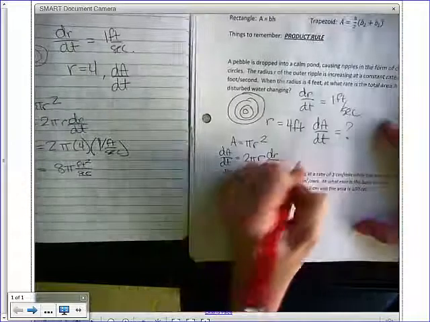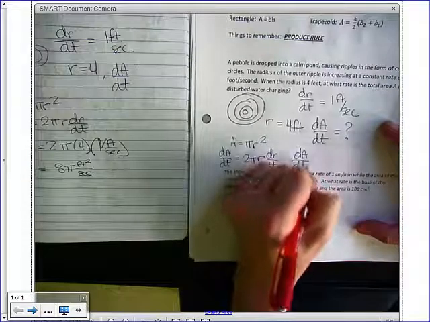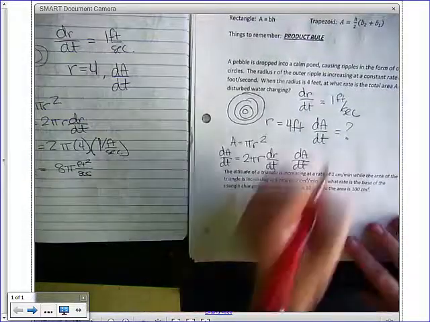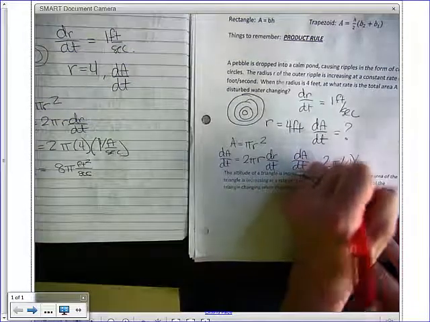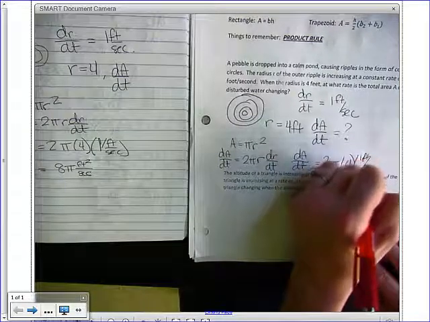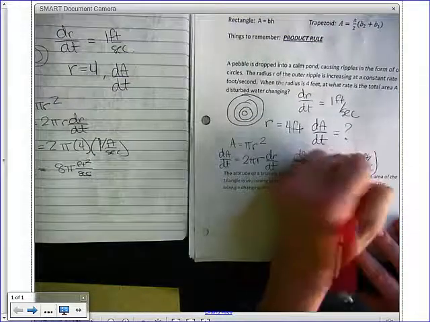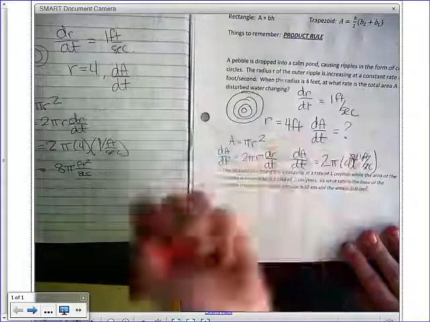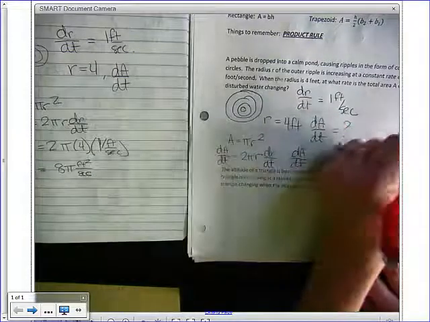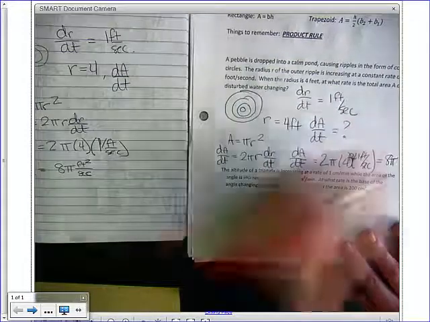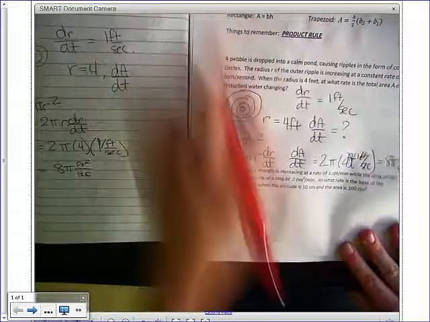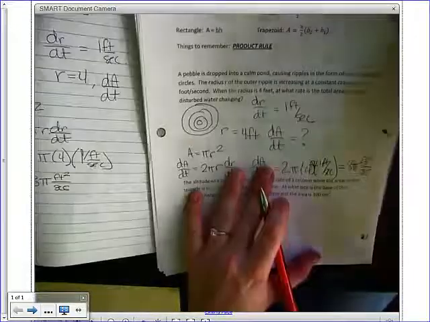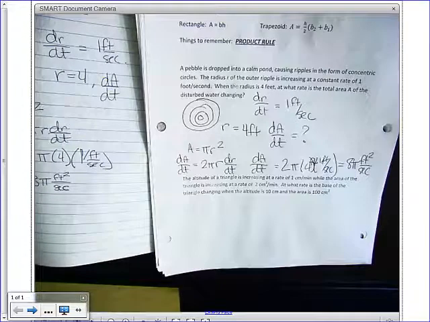So we're going to say dA/dt equals 2 times pi times 4 times 1 foot per second. And that's 4 feet, right? So 2 times 4 is 8. So we're going to say dA/dt equals 8 pi feet squared per second. There you go.